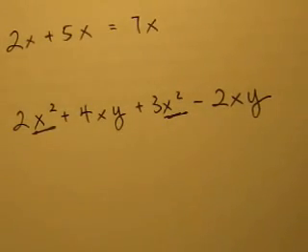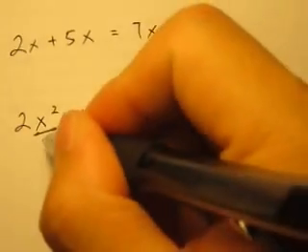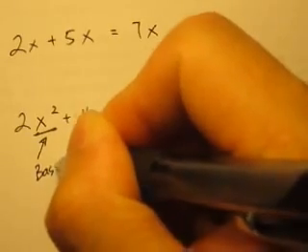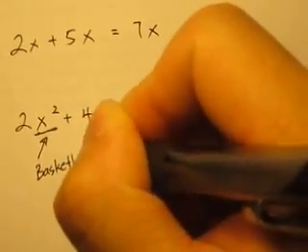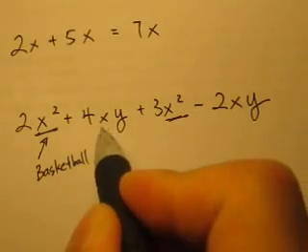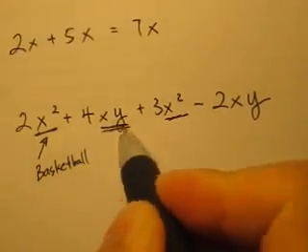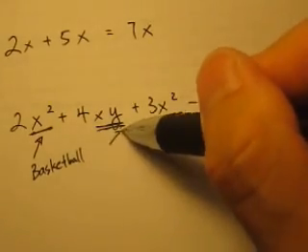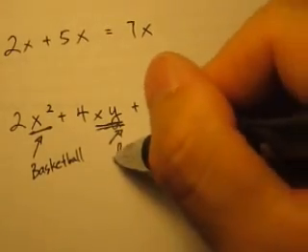So think of x squared as something, maybe like basketball. Let's say x squared is basketball. And now we have another term with a different set of variables, xy. Here again we have xy. So maybe think of them as frisbee.